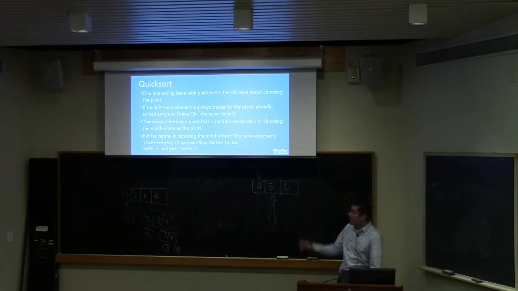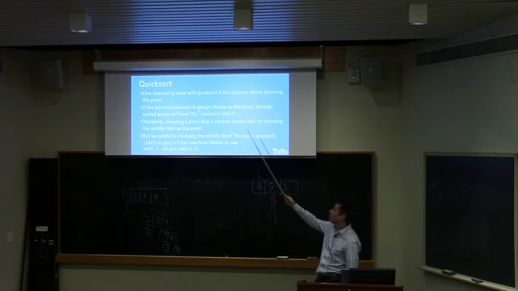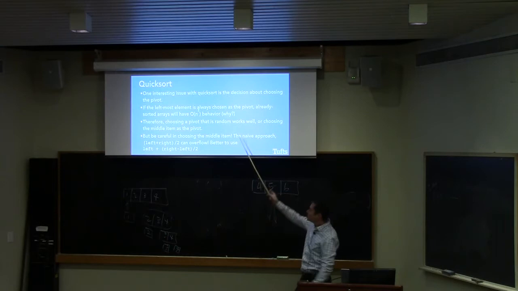We talked about this. If you pick the wrong pivot, you're in trouble, right? Leftmost one, you can end up being n squared if you have a sorted array. So we talked about choosing a random pivot or choosing the middle item. I don't have this up here, but you could definitely take an average of 2 or 3 values. Why not? Not the average, the middle value or something like that. Choosing the middle item is a little bit tricky, right? This is actually kind of an interesting idea.